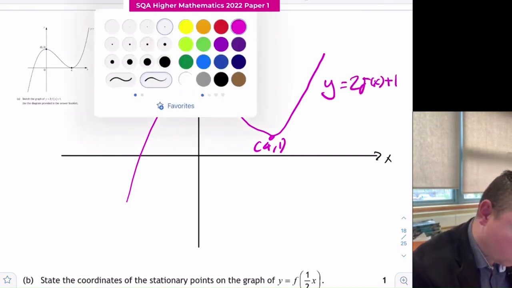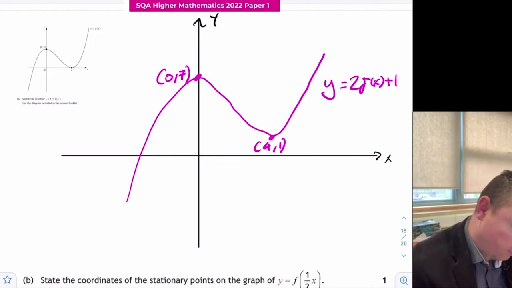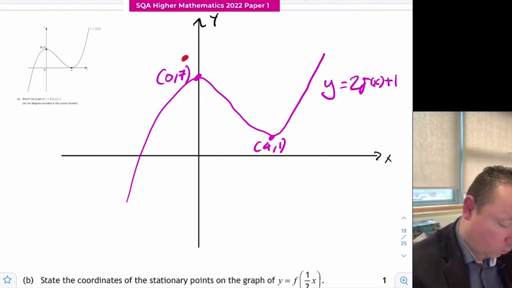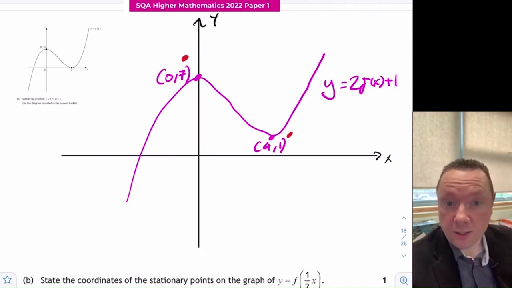So our marks for this: you get one mark for a vertical scaling of a factor of 2, which you can see from the graph. By that, we can see that you've times by 2 somehow. You get another mark for adding 1, so we can see you've moved up by 1. You're getting this from the turning points, really. And then transformations applied in the correct order.